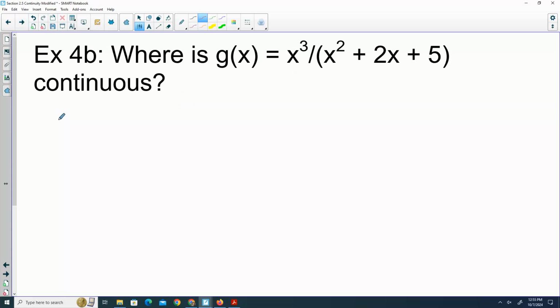All right. What would I have to do for this one? See if it factors. We need to try to break down the denominator, because we know in a fraction the denominator can't be 0. Is there anything that multiplies to 5 and adds to 2? No. Why don't you guys graph x squared plus 2x plus 5? Look at that graph for me.